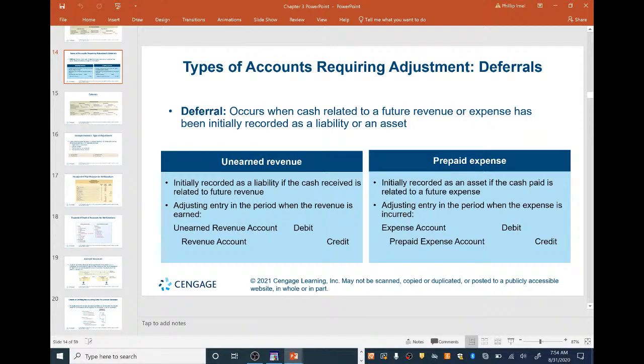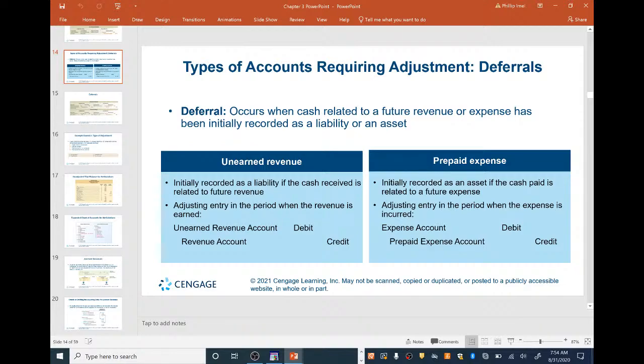So we've paid for the right to go to the Super Bowl, but we haven't gone yet. So they owe us that right. So if they owe us that, then that means we have an asset. So we debit prepaid expense, credit cash. That's where we are right here at the initial recording. Now we're going to assume that we've already used up the right to go to the Super Bowl, right? So adjusting entry in the period in which the expense is incurred. So if we've incurred the expense of the ticket, that means that we've actually gone to the game. We've used the right of that ticket up, right?